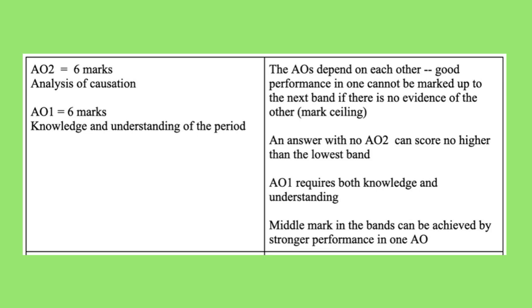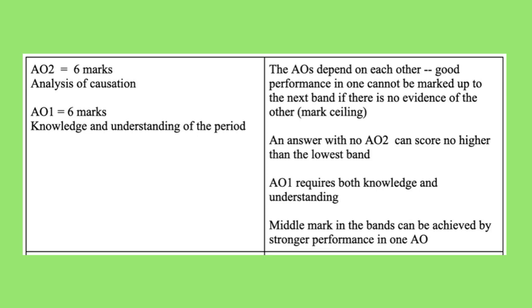This brings us on to AO1, which is also worth 6 marks. This is for your knowledge and understanding of the period. Now, those factors might come from the stimulus points that you're given in the question, but more importantly, from your existing knowledge of the topic.